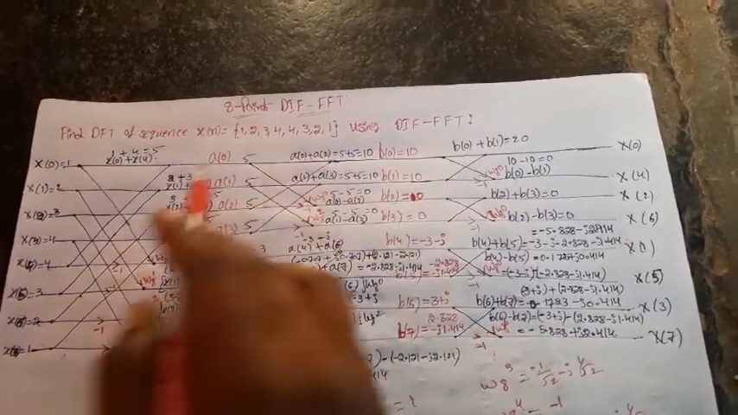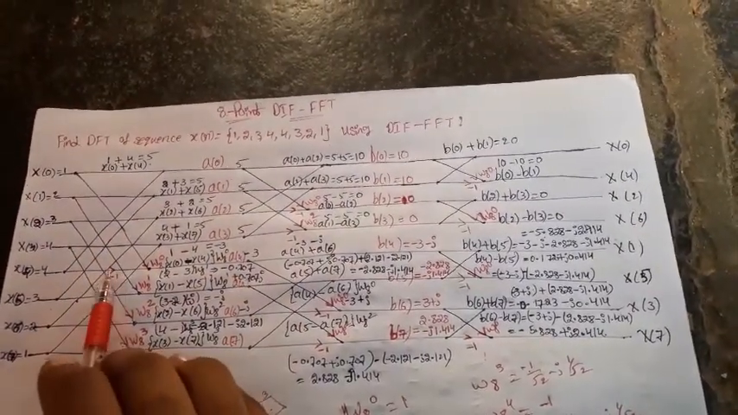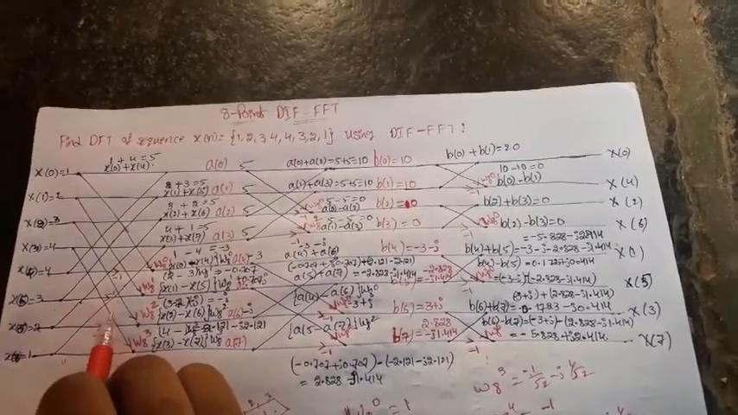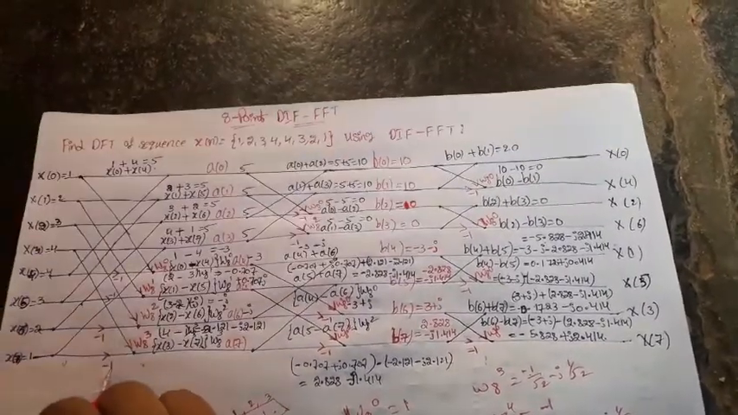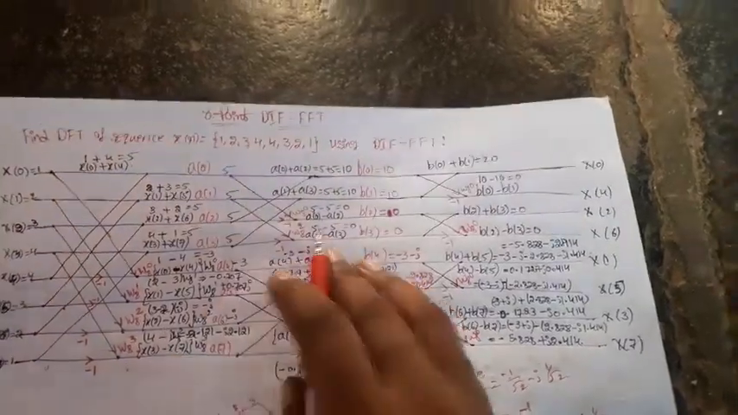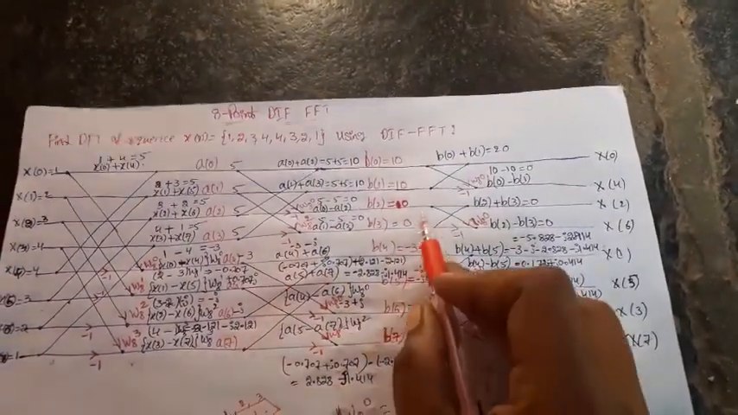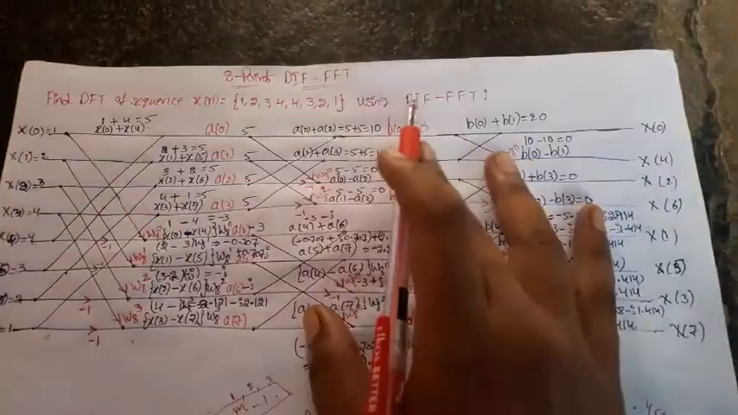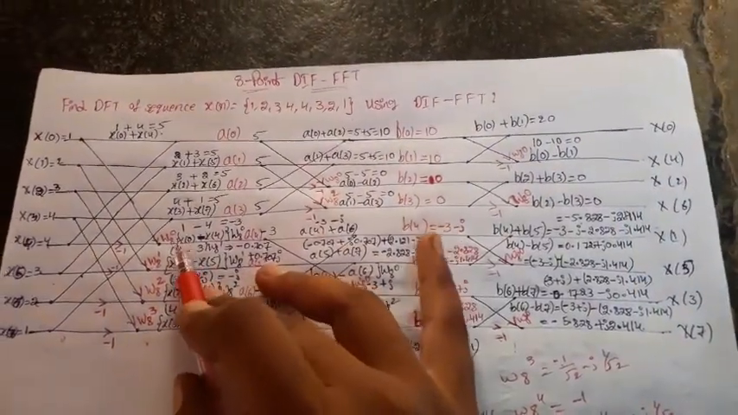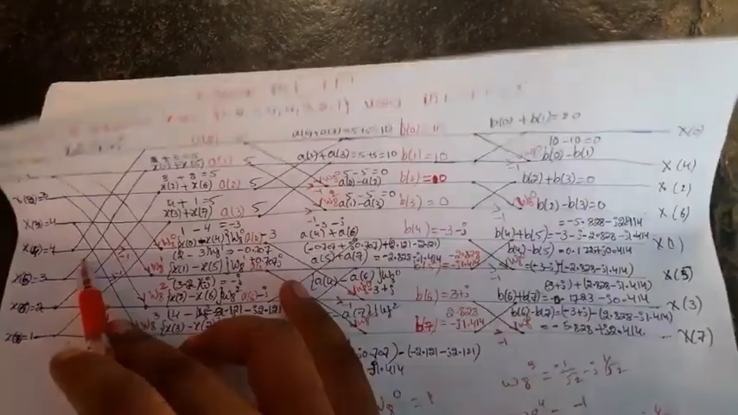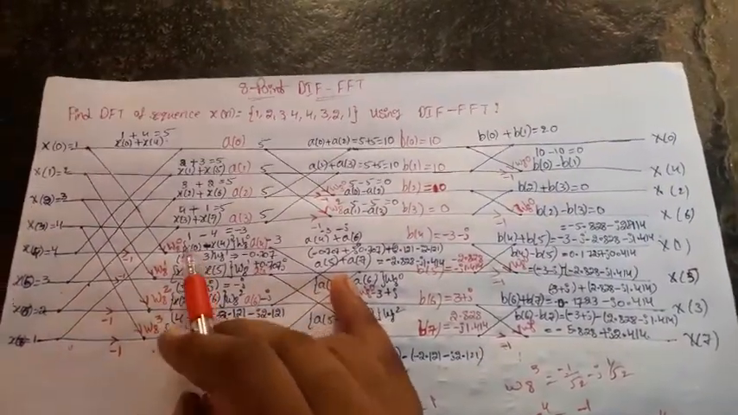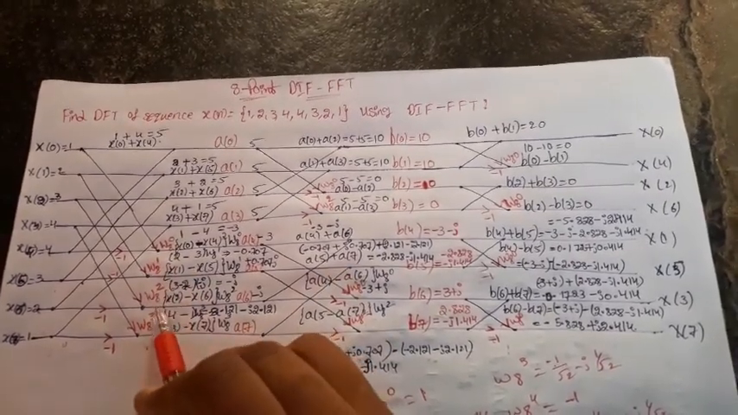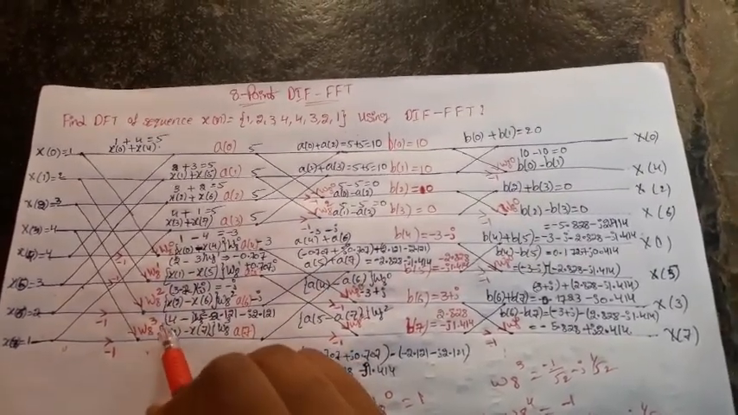And next, each bottom terminal is added with minus 1. Similarly, stage 2 also and stage 3 also. And next, here the Twiddle factor is multiplied in the bottom terminals. Here W8 to the power of 0, W8 to the power of 1, W8 to the power of 2, W8 to the power of 3.